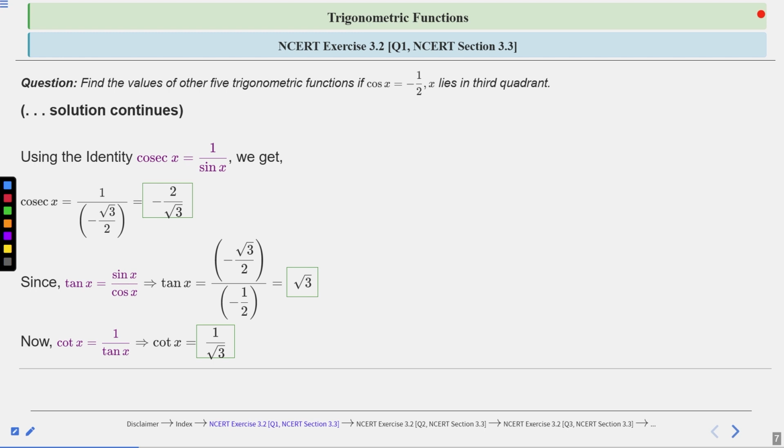Now cot x equal to 1 upon tan x. Therefore cot x will be 1 upon root 3. Since tan x is root 3, cot x is equal to 1 upon tan x, so cot x will be equal to 1 upon root 3. Hence we have found all the trigonometric ratios.